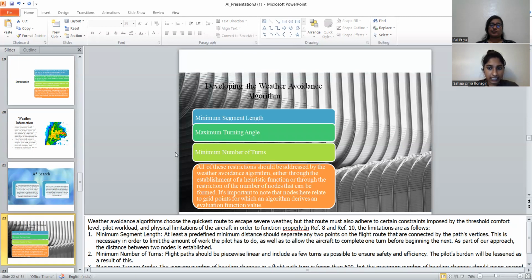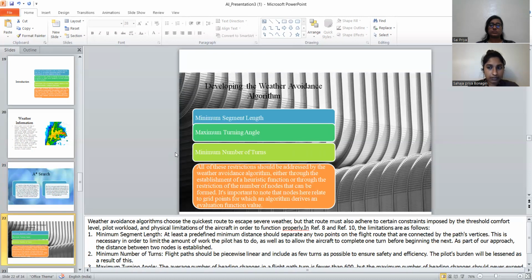So there should be at least a certain amount of space between any two points on the plane route that are connected by path vertices. This is important to keep the amount of work that the pilot has to do down, as well as to let the plane finish one turn before starting the next.